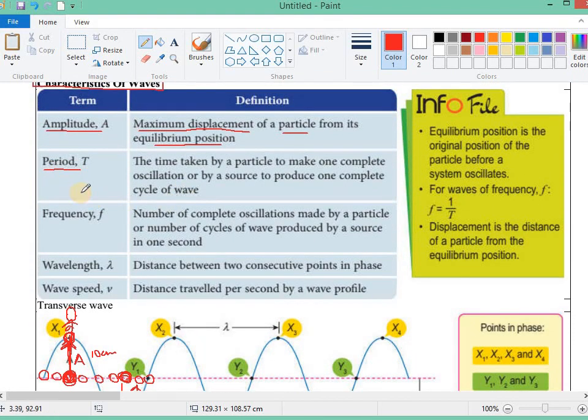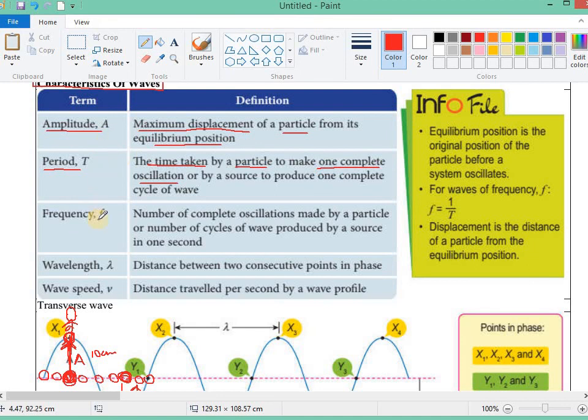Next is period. What is period? Period is the time taken by a particle to make one complete oscillation, or by a source to produce one complete cycle of wave. Basically, period is one complete oscillation, up, down, back to original position, taking how much time? How many seconds? If it is 1 second, up, down, back here, that means the period is 1 second. If up, down, back here is 2 seconds, then the period is 2 seconds.